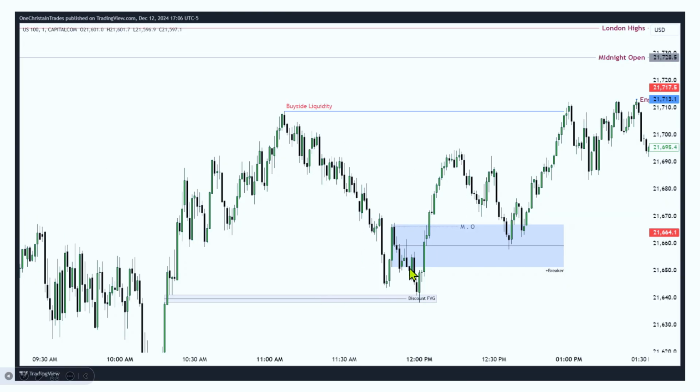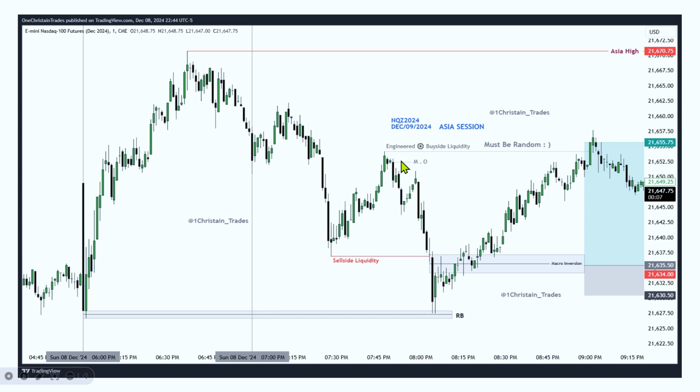I already explained this one right here. See the breakout. Okay. Low, high, lower low. Close above it. Return, breakout, buy side liquidity. And see it repeats every single time.